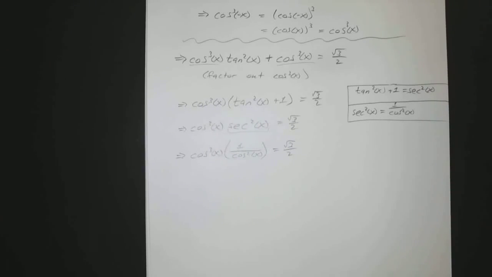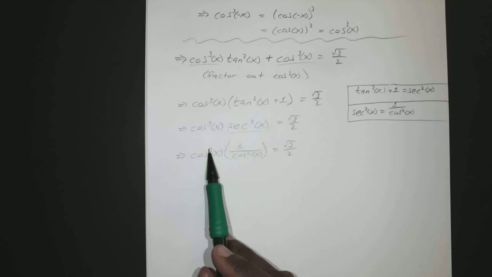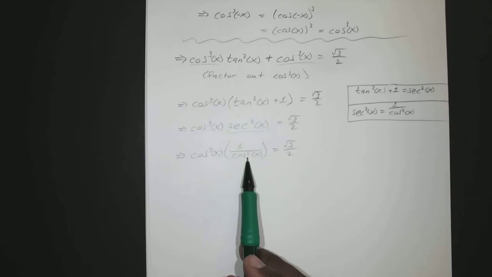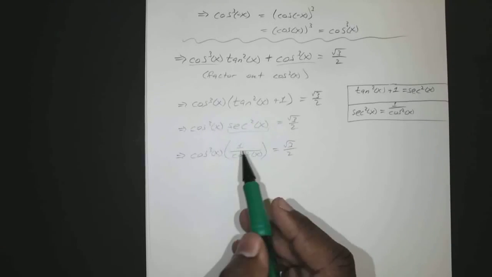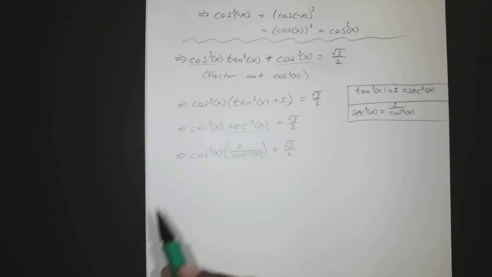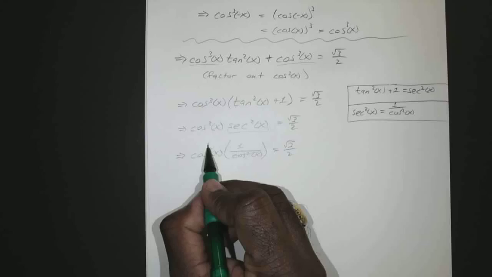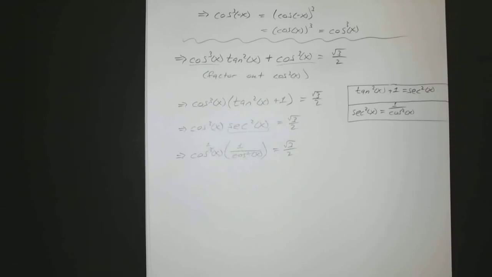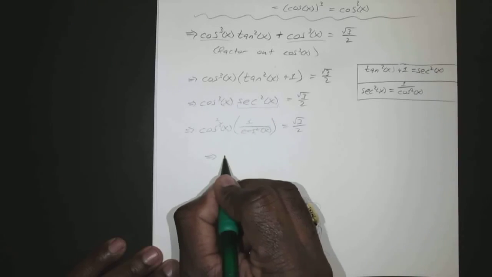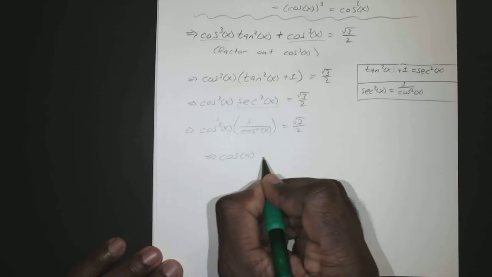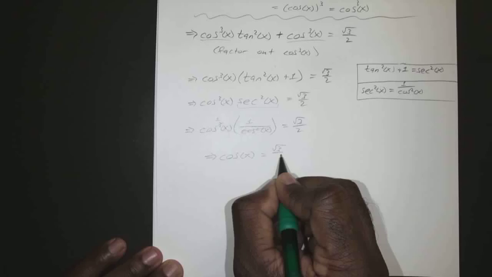Okay. So it would be the same thing as if you had x to the third times 1 over x squared. The x squared will cancel out and leave you with just an x. So same thing here. This cancels out. 2 of these cancel out and leave you with just 1. So that's just cosine of x equals square root of 3 over 2.